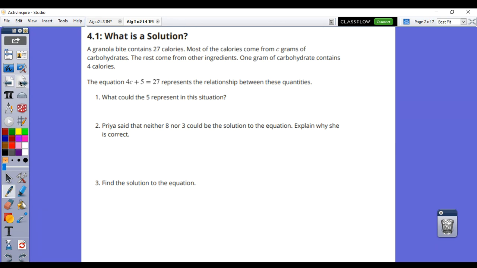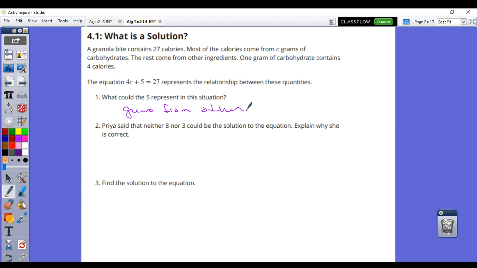All right, great. Now that you're back, what could the 5 represent in that situation? Well, that's going to be your grams of carbohydrates from other sources, whatever those might have been, other ingredients. Hopefully you can hear me from way over here.